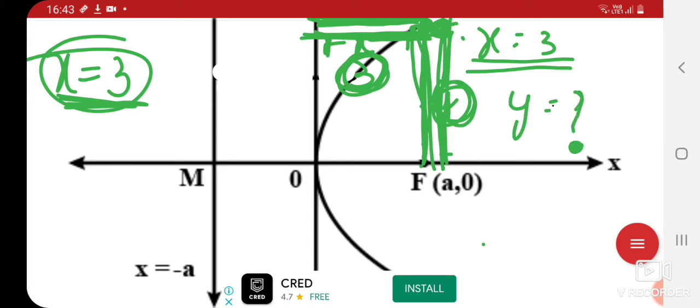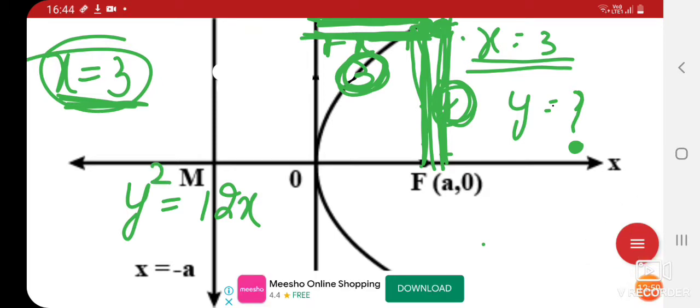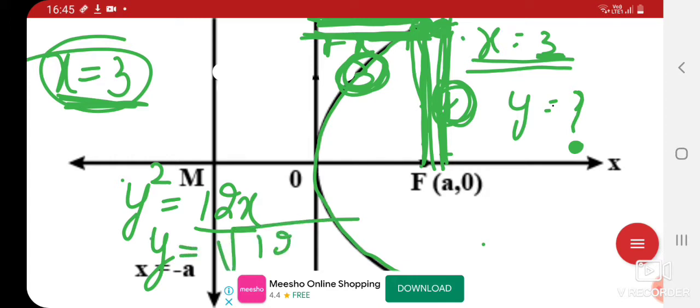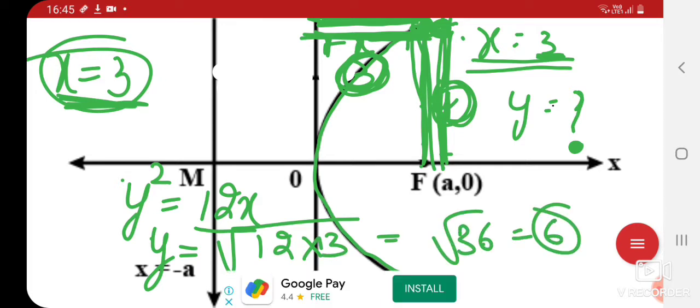How can you get the value of y now? You know that y square is equal to 12x. When you put this value, you know that the point when x is equal to 3 lies on this quadratic graph, then the value of y you obtain is under root 12 into 3. What is that? Under root 36, which is equal to 6.